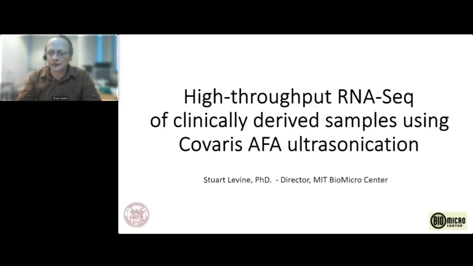Thank you very much for the introduction. So I'm going to be talking today about our methods using the Covaris ultrasonicator for handling challenging clinically derived samples for Illumina sequencing, or short read sequencing.